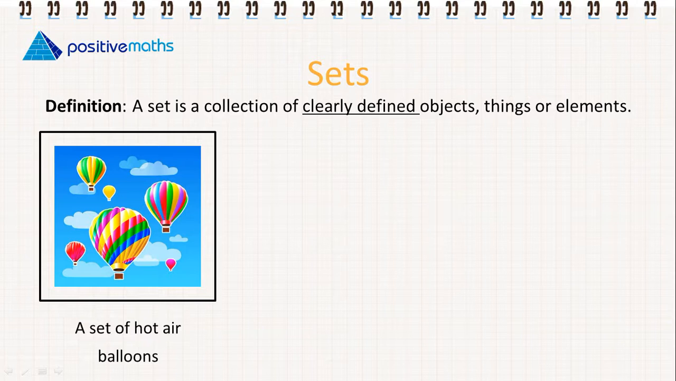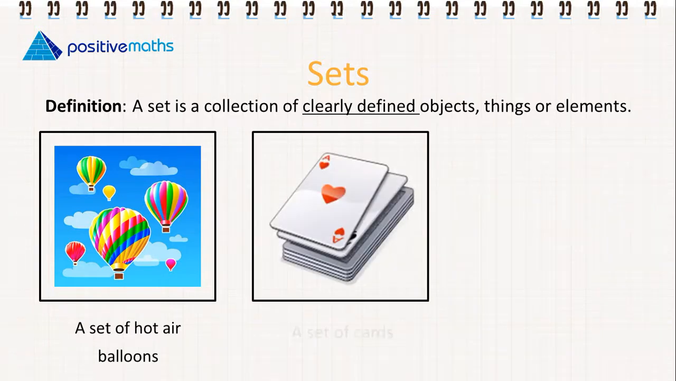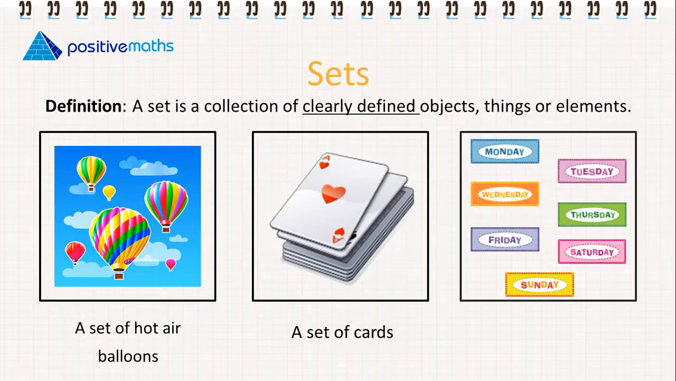Let's look at a few different examples. Here we have a set of hot air balloons. We can have a set of cards. And the third is the set of days of the week.